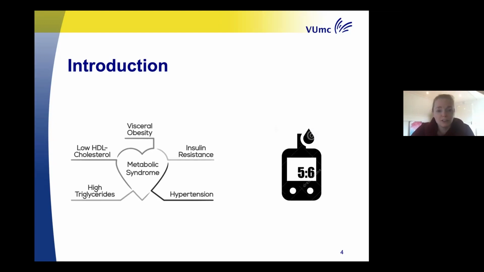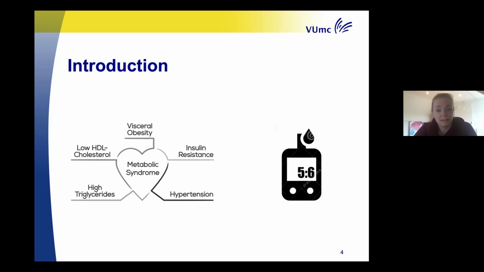A short introduction again. So what is the metabolic syndrome? It's not a disease. It's a kind of cluster of risk factors for disease. So for example, when you have visceral obesity, insulin resistance, hypertension, high triglycerides, and low HDL cholesterol, if you have 3 or more of these factors, you have the metabolic syndrome.